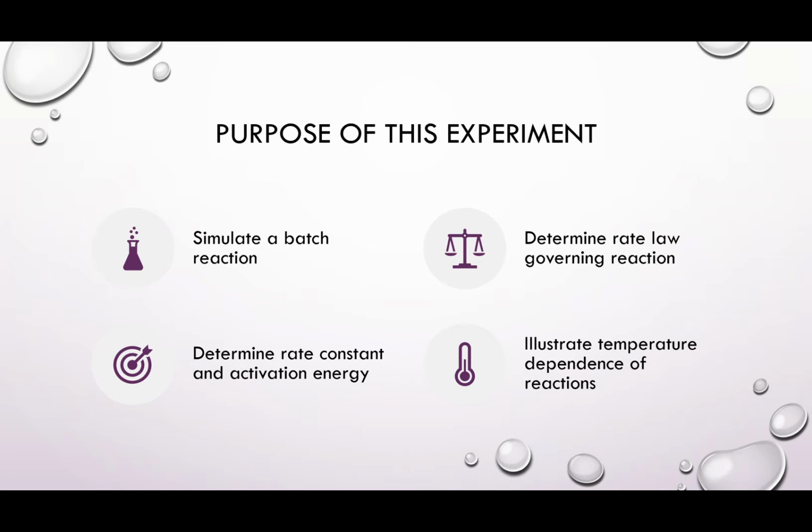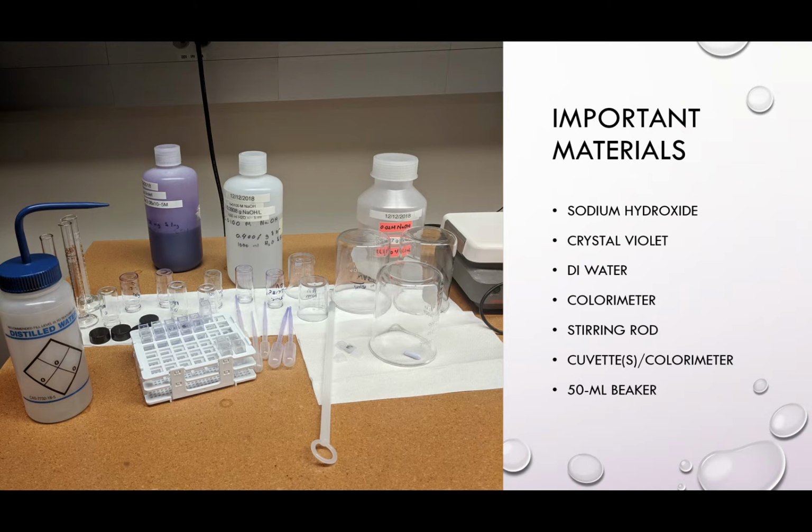The purpose of this particular experiment is to simulate the batch reaction, determine the rate law governing the reaction, determine the rate constant and activation energy, and illustrate the temperature dependence of reactions themselves. Important materials in this experiment are sodium hydroxide, crystal violet, DI water, colorimeter, stirring rod, cuvettes, and the 50 milliliter beaker.